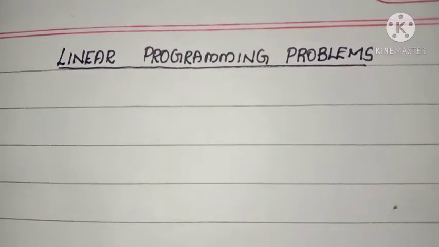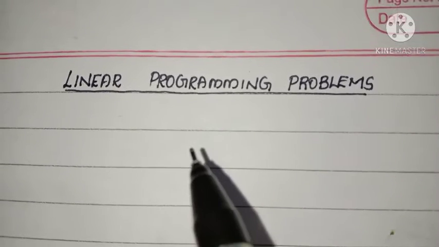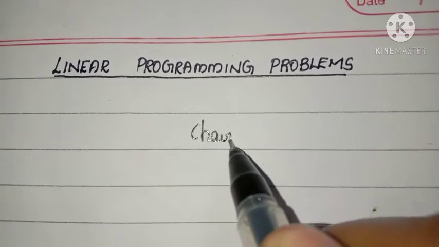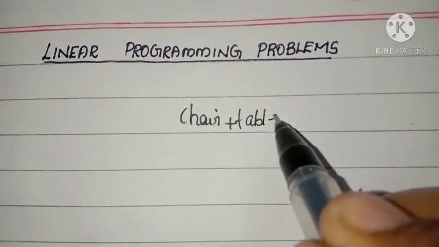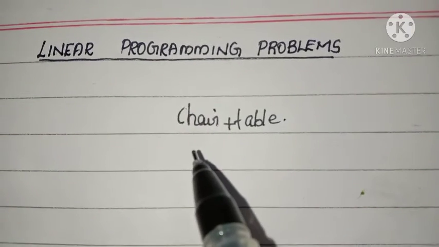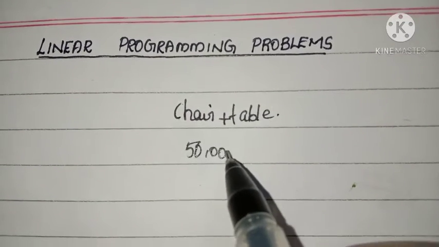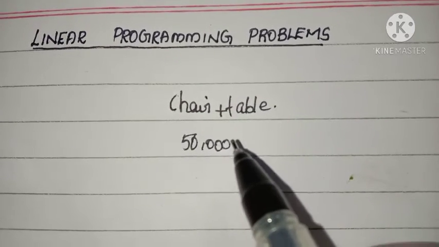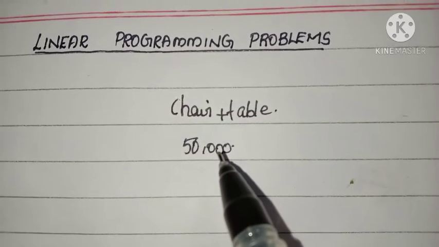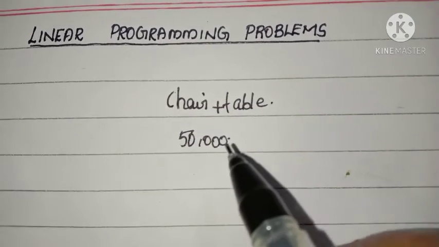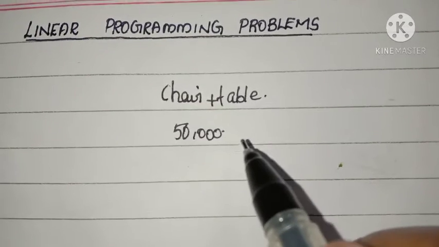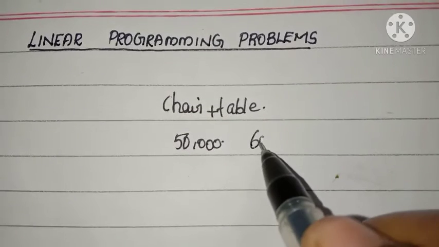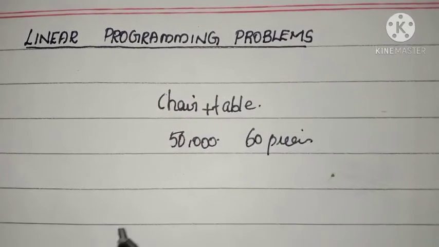Of the types. Okay. For example, suppose there is a furniture dealer, he has two items, chair and table. Okay, he has two items, table and chair, and he has 50,000 amount to invest. Okay, he has total 50,000 amount to invest for these two items, and in his storage space, suppose there are at most 60 pieces of chairs and tables.